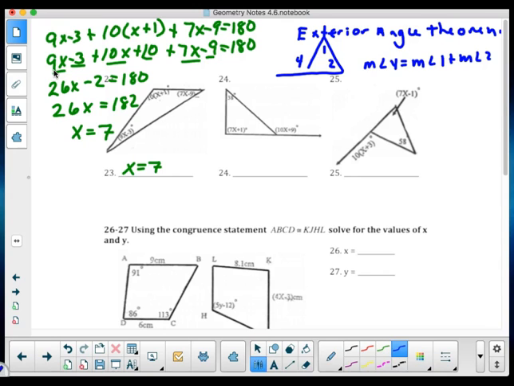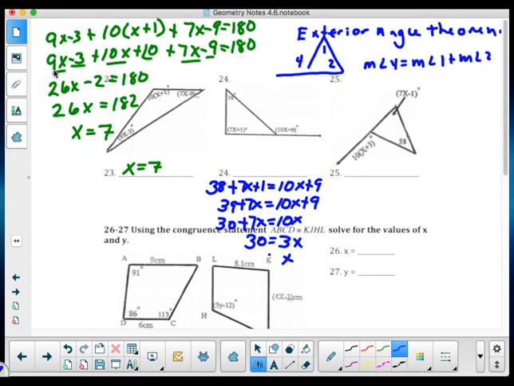And when I'm looking at 24, I've got 38 plus 7x plus 1 is equal to 10x plus 9. Well, that's 39 plus 7x is equal to 10x plus 9. I subtract 9 and I get 30 plus 7x is equal to 10x. I subtract 7x, I get 30 equals 3x, so x is therefore 10. Let's check it. So if x was 10, that makes this 71, and 71 plus 38 would be 109. Well, 10 times 10 plus 9 is 109, so we've checked our work, so x is equal to 10.